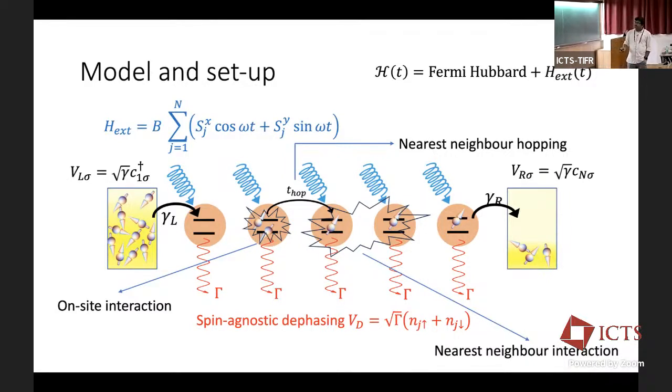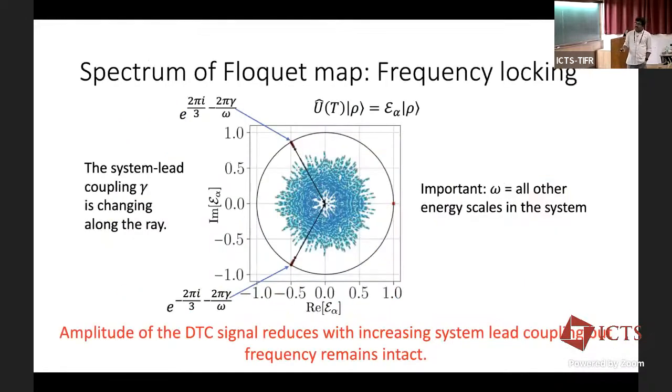Now I add electrodes. From the left, I inject, and from the right, I only extract. This condition corresponds to an infinite bias condition. With this model, let me now analyze the one period Floquet map for various values of gamma, my system-lead coupling, which is usually tunable. Here I plot the one period Floquet map for various values of gamma, the way I explained how I got it. This is the real part and this is the imaginary part.